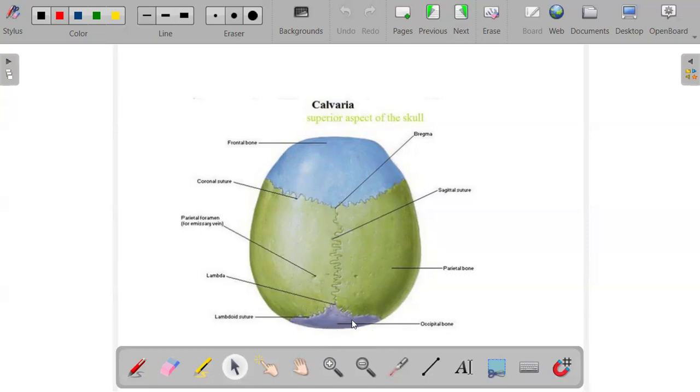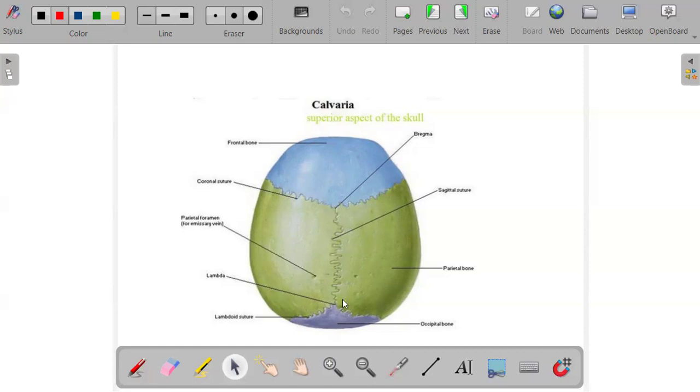Okay, so this is the occipital bone, the 2 parietal bones, and the frontal bone. This is the superior aspect of the skull. What else do you see? We see these sutures around it. So we have what we call the coronal suture. This is the coronal suture.